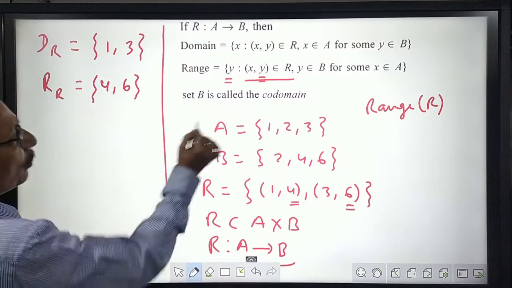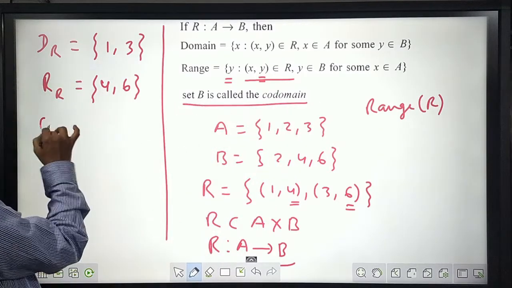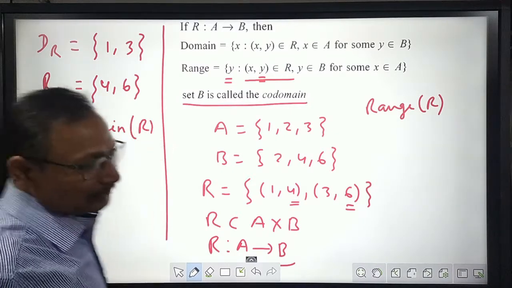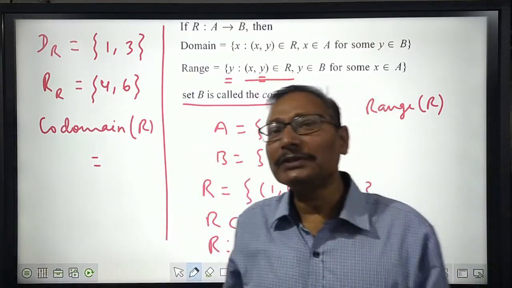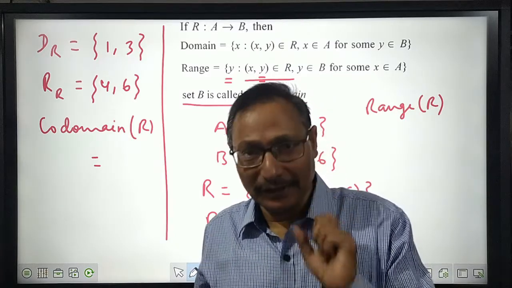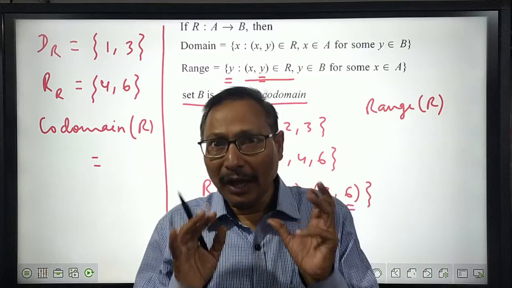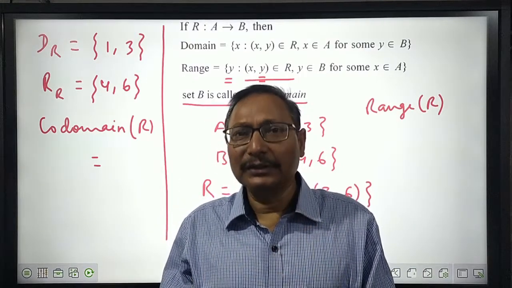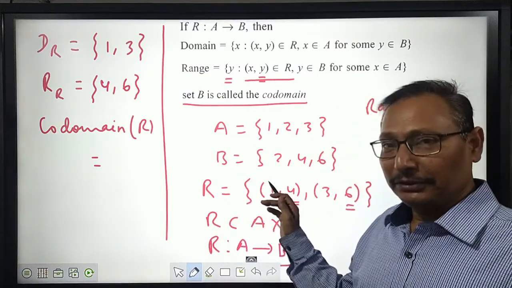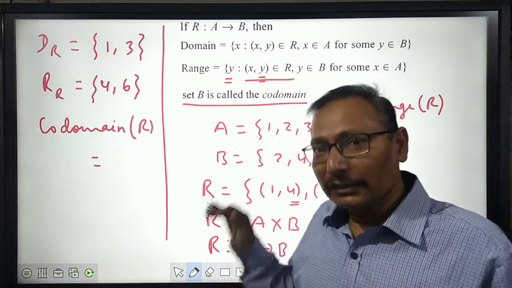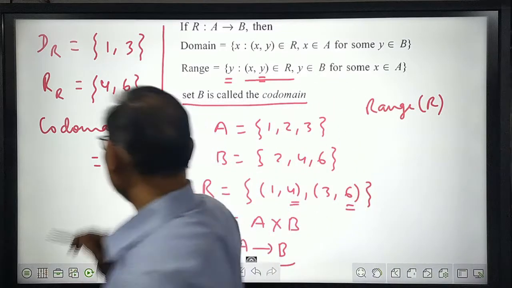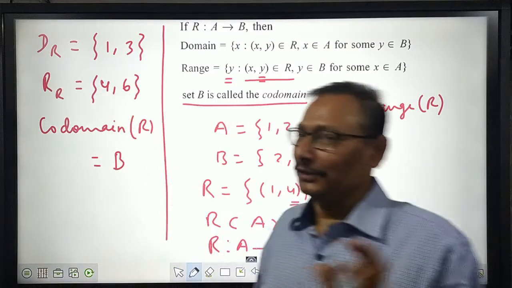Okay, and now codomain. What is the codomain of the relation? Codomain of the relation is nothing but the second set to which the relation R associates the elements of the first set A. I am repeating. R is a relation which is associating the elements of set A to the elements of set B. So the second one is set B. The second set B is called the codomain of the relation. Is that clear? So here B is the codomain of the relation.